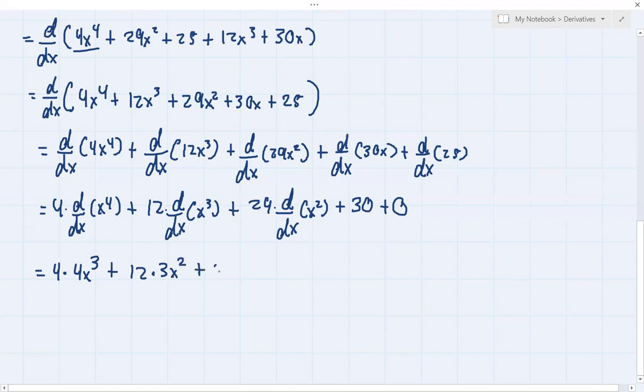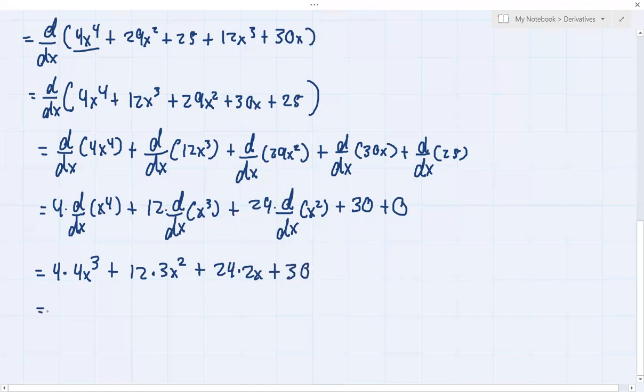Okay? So ganun din sa third term, 24 times. Okay, we have 2x raised to 2 minus 1. So 2 minus 1 is 1, or as simple as x. Then we have 30 plus 0, so magiging 30 na lang siya.